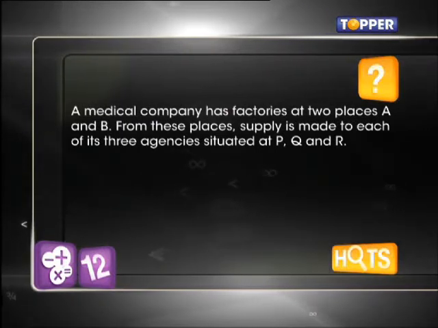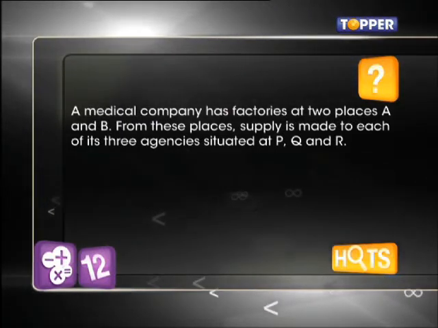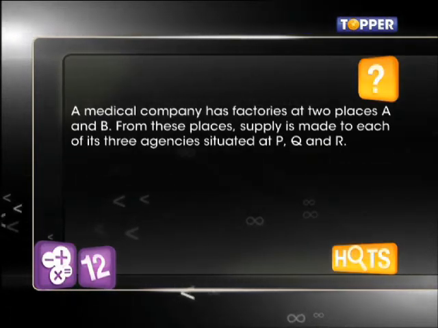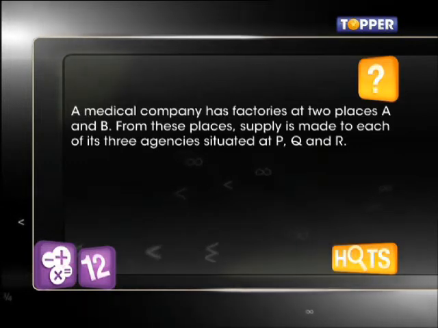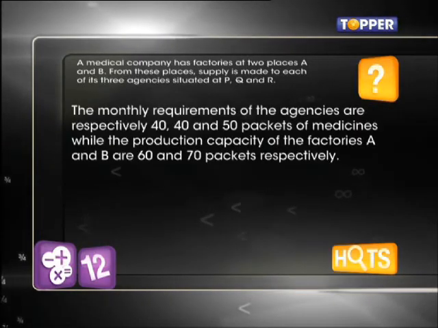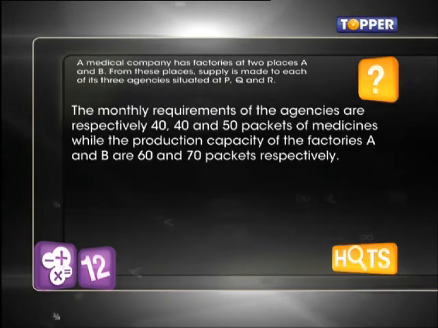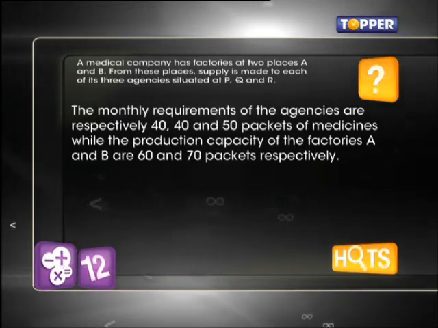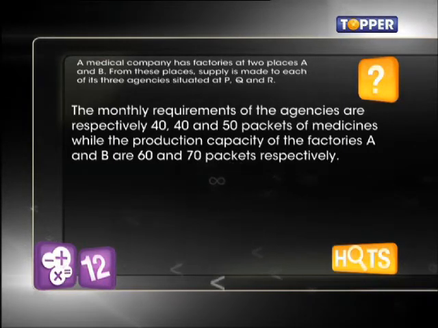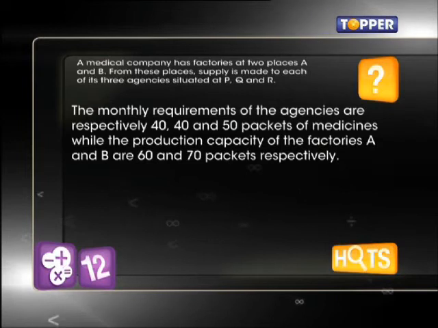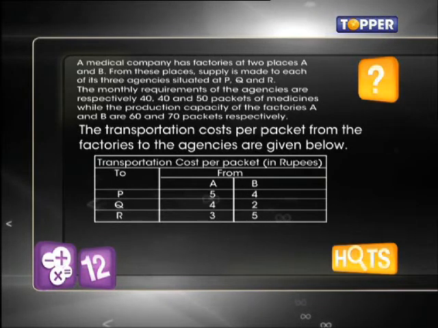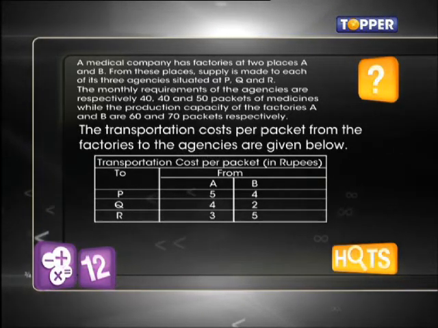In the HOTS question, we are told that a medical company has factories at 2 places, A and B. From these places, supply is made to each of its 3 agencies situated at P, Q and R. The monthly requirements of the agencies are, respectively, 40, 40 and 50 packets of medicines, while the production capacity of the factories A and B are 60 and 70 packets respectively. You can see the transportation costs per packet from the factory to the agencies on your screen.